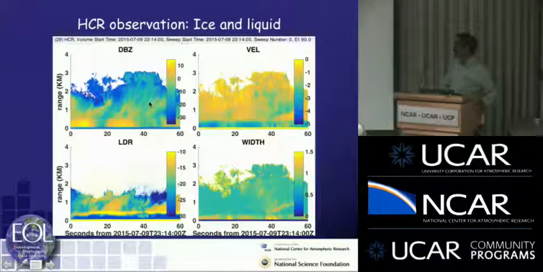As you see here, there's a nice melting layer. You can see very low cross-pole measurement, so it's all raindrops below. There's the ice melting into that. There's an ice phase here. And the velocity here, most of it is weighted by the falling hydrometeors, and you can see they're all basically receding from the radar. And the spectrum width measurement.